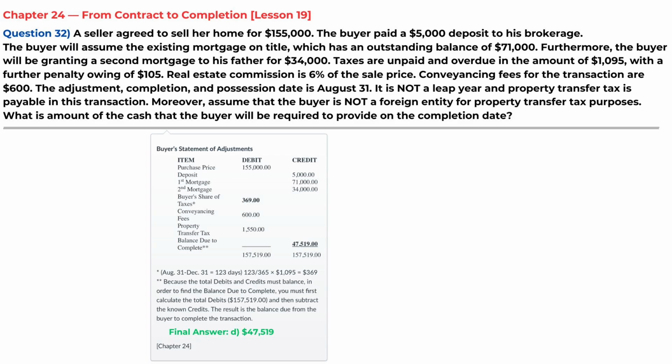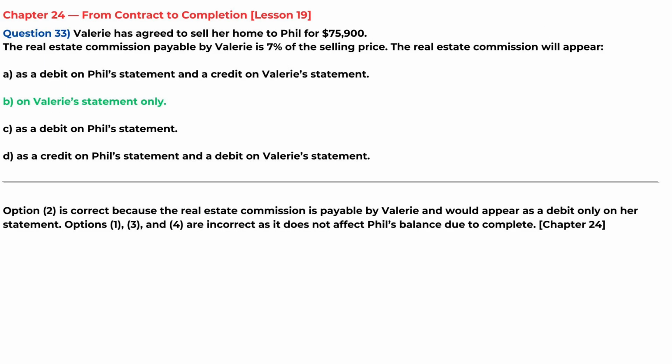123 days divided by 365 days times $1,095 equals $369. Because the total debits and credits must balance, in order to find the balance due to complete, you must first calculate the total debits, $157,519.00, and then subtract the known credits. The result is the balance due from the buyer to complete the transaction. Final answer, D, $47,519.00.